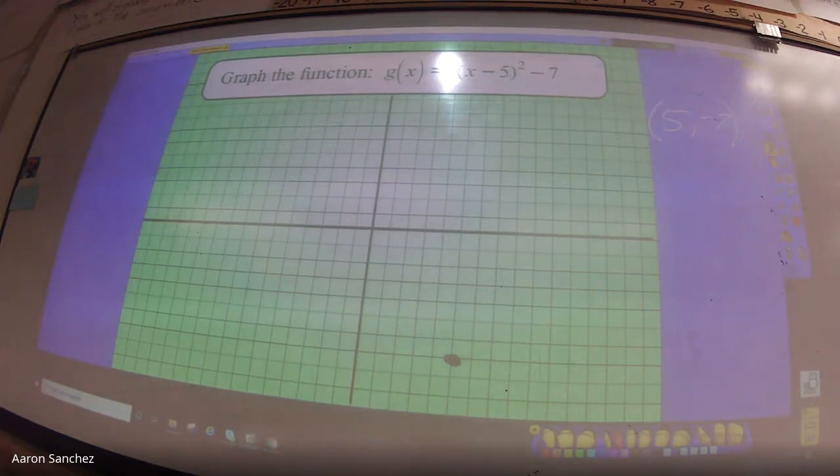Over 1, up 1. Over 2, up 4. Over 3, up 9. Over 4, up 16. What does the 2 do?